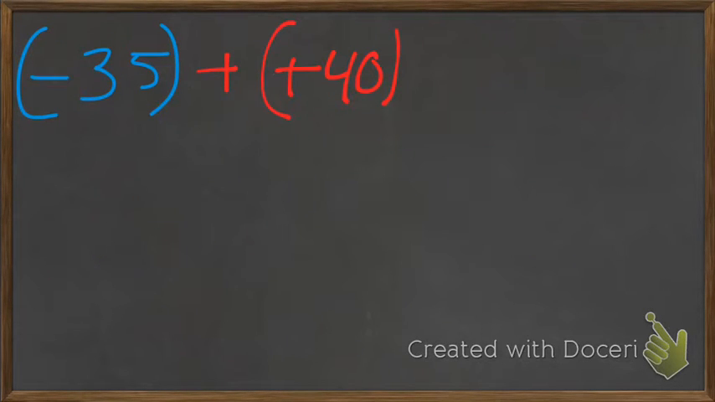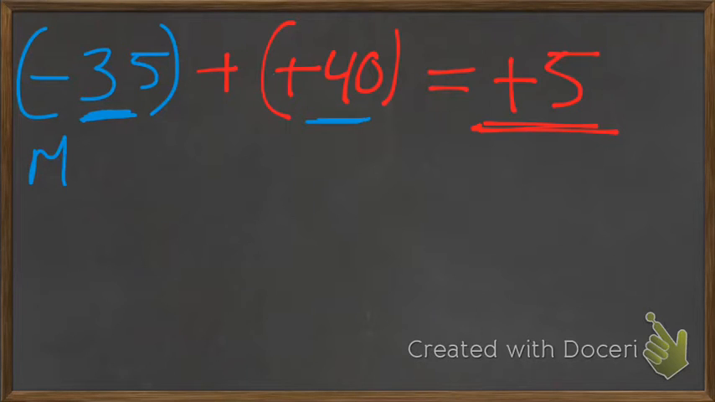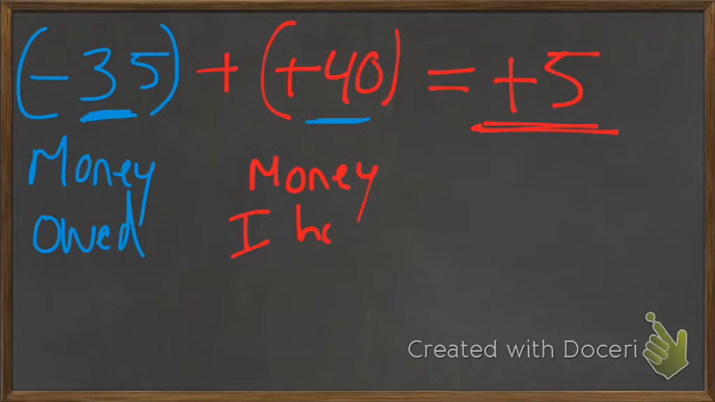I'm going to try a different example here. Same idea though. If I owe a friend $35 and I have $40, so I owe him 35, but I have 40 in my hand. Now basically what's going to happen here is I can pay off the full debt, right? Because 40 is a greater number than 35. And I'm still going to have some money left. I'm going to have $5 in my hand. So my 35 is my money owed. My 40 is money I have. And the 5 is money I have left over.